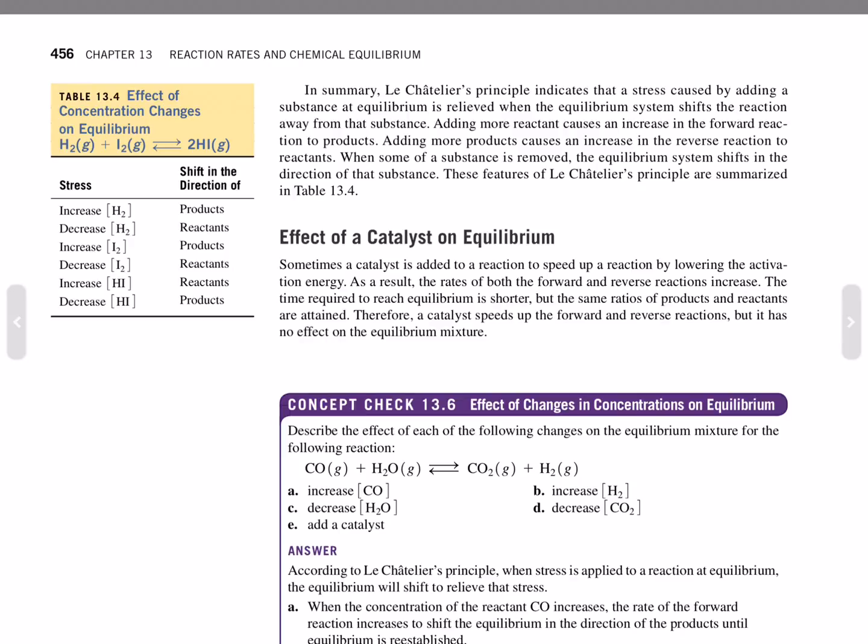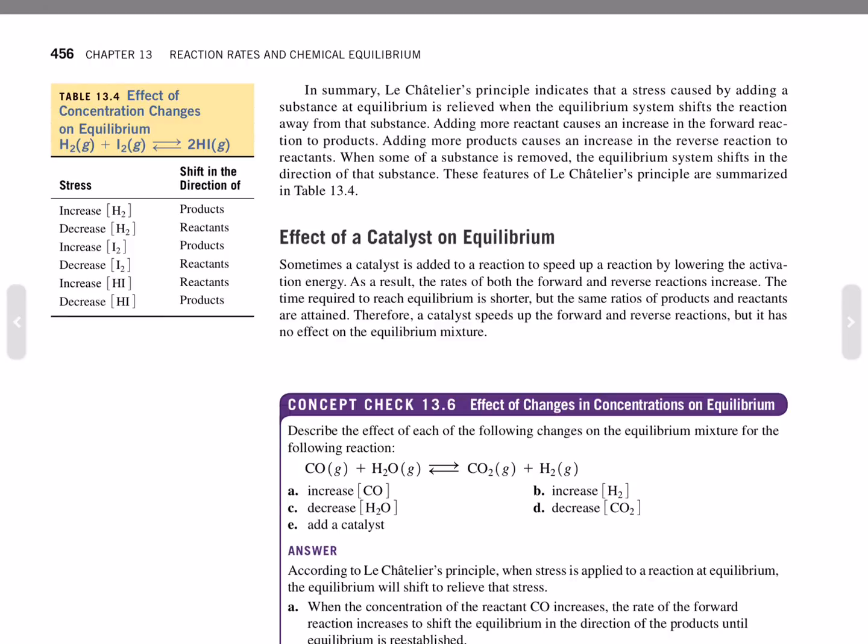In summary, Le Chatelier's principle indicates that a stress caused by adding a substance at equilibrium is relieved when the equilibrium system shifts in the reaction away from that substance. Adding more reactant causes an increase in the forward reaction of products. Adding more product causes an increase in the reverse reaction to reactants. When some of the substance is removed, the equilibrium system shifts in the direction of that substance. These features of Le Chatelier's principle are summarized in Table 13.4.